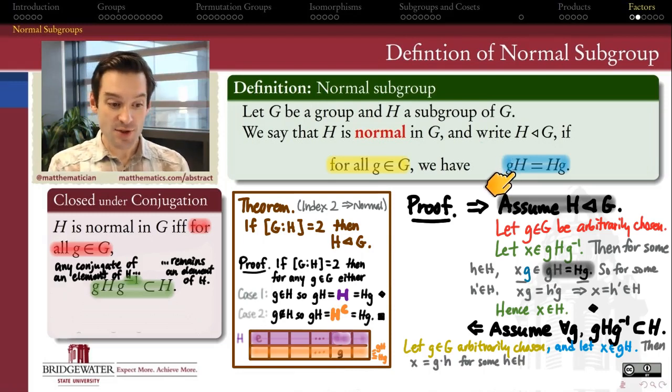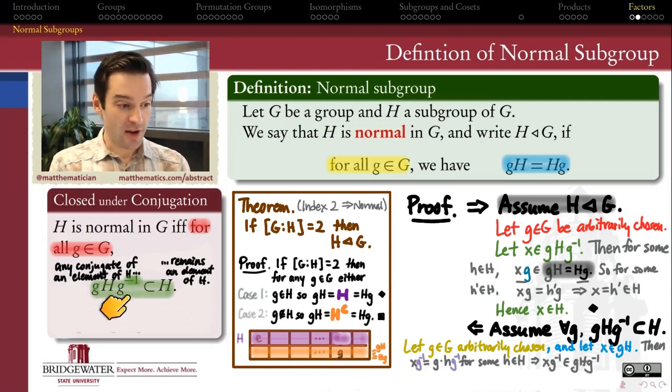If X belongs to GH, that means X is equal to G times some element H from my subgroup. But if I multiply on the right by G inverse, I find out that XG inverse is equal to G times H times G inverse. But G times H times G inverse is an element, by definition, of this set here, G times capital H times G inverse. But by assumption, that's a subset of H, sorry. And therefore, XG inverse must therefore also belong to H.